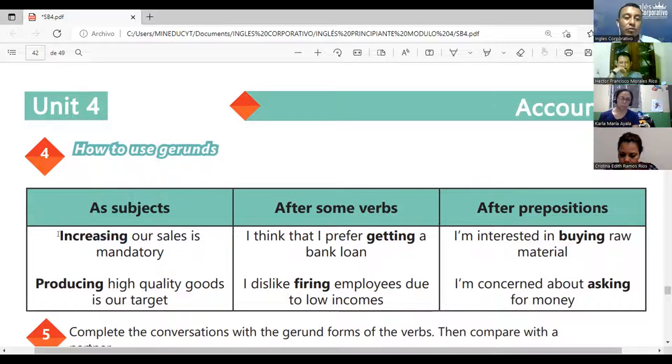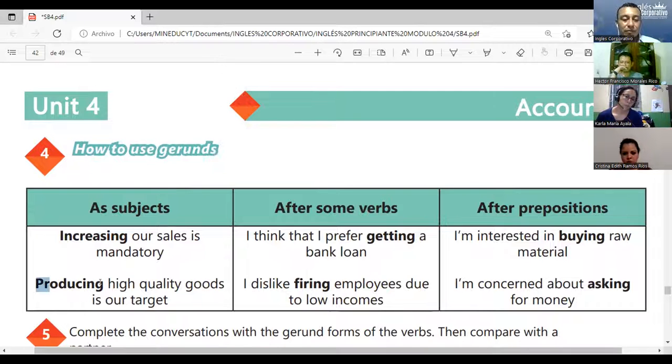Un verbo en gerundio como un sujeto. For example, increasing our sales is mandatory. Increasing our sales, right, is a phrase and it's a subject. Incrementar nuestras ventas, no vamos a decir incrementando nuestras ventas, right? So the meaning in Spanish is incrementar nuestras ventas es obligación. Increasing our sales is mandatory. So the thing here is that we can start the sentence with a gerund. Podemos empezar la oración con un gerundio, con un verbo con ing.